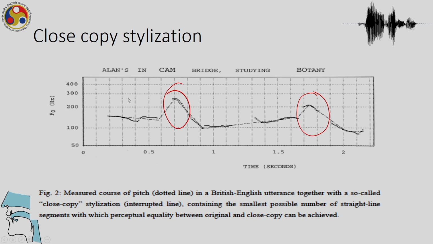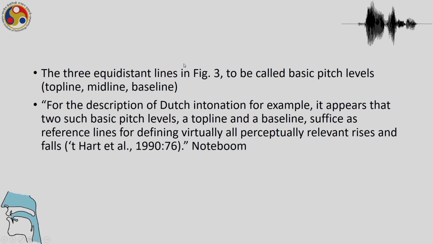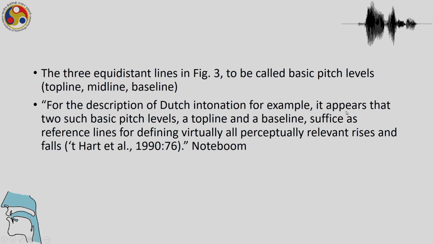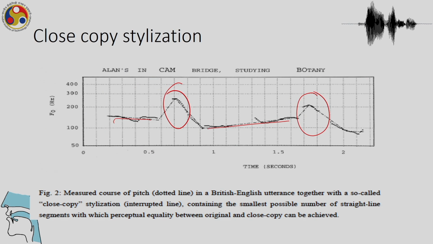What's the sentence? The sentence says Alan's in Cambridge studying botany. So here Cambridge and botany are the two syllables which are most prominent, and the close copy stylization shows exactly that. The three equidistant lines in figure 3 are to be called basic pitch levels: top line, midline and baseline. We can see that we have the baseline for the description, and the prominence moves from the baseline, and it shows that those are the most significant events in this utterance.